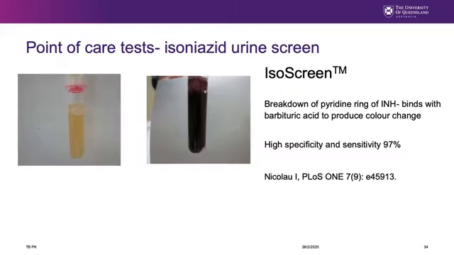So what can we do in, say, low and middle income countries? There are quite a few authors who have research interests in TDM, and they're often saying, well, we need to do TDM, and how practical is that? In most countries in the world, they go for fixed dose combination, and you don't want to be messing with that too much. But some people have looked at point of care tests. This is a urine screen.